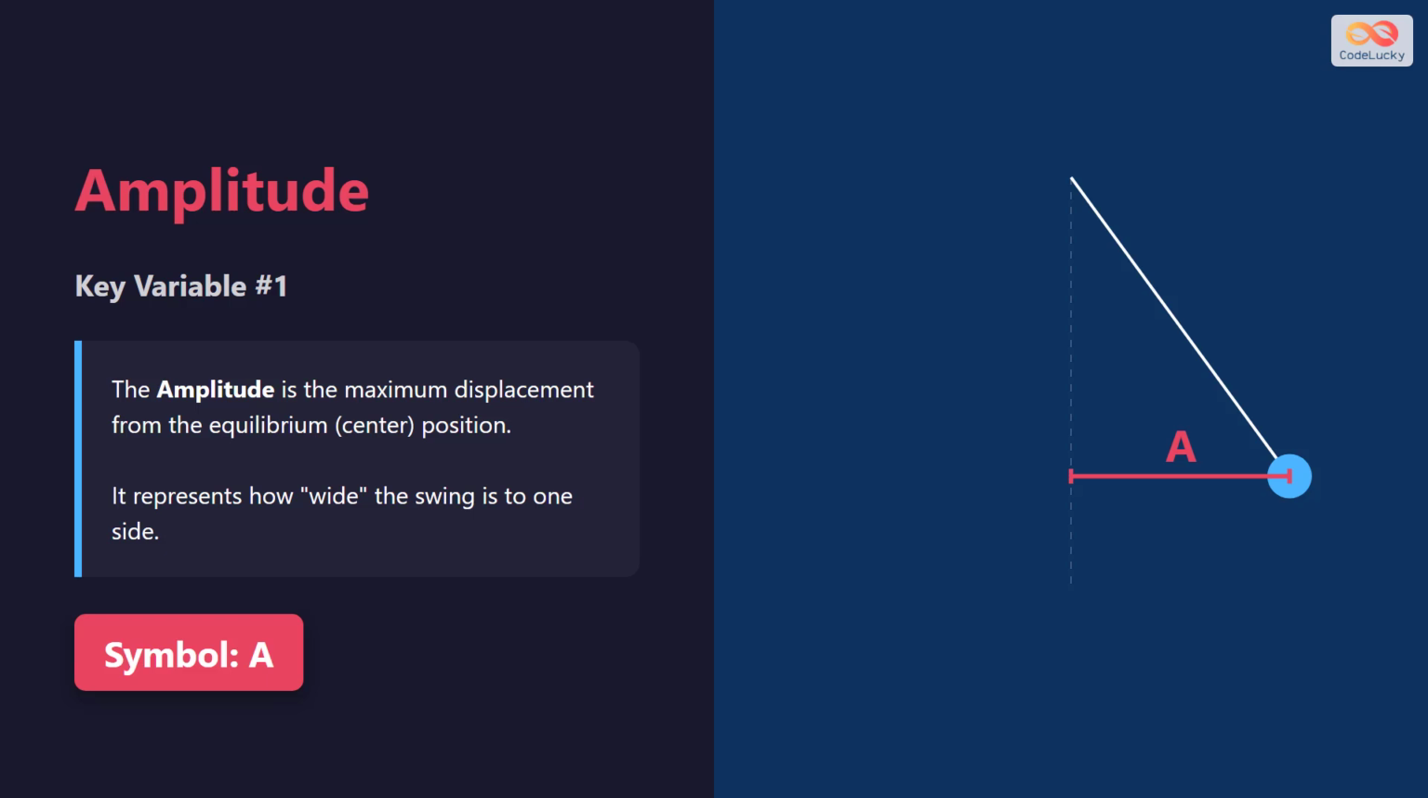To model this mathematically, we need to understand a few key variables. The first is amplitude, represented by the symbol A. Amplitude is the maximum displacement from the center equilibrium position. In other words, it represents how far the pendulum swings to the left or right at its peak.